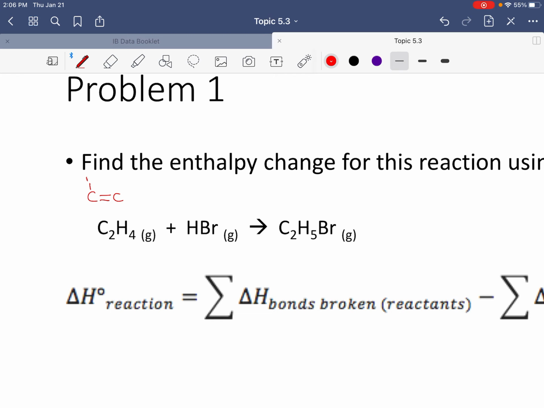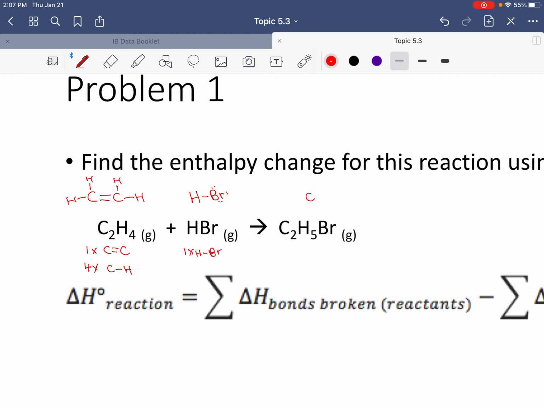C2H4 looks like this. You have one CC double bond and 4 CH bonds. You might want to write that down. So 1 CC double bond, 4 CH bonds, and then we'll find what the numbers for these are later. HBr is H bonded to Br. So you have one HBr bond. And we'll look up what that number is.